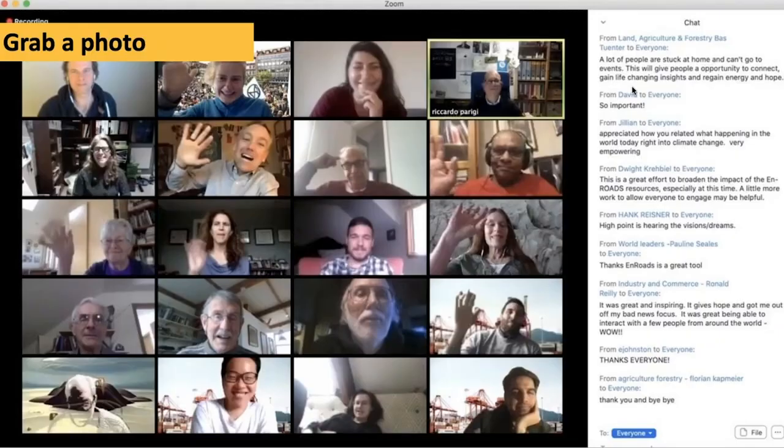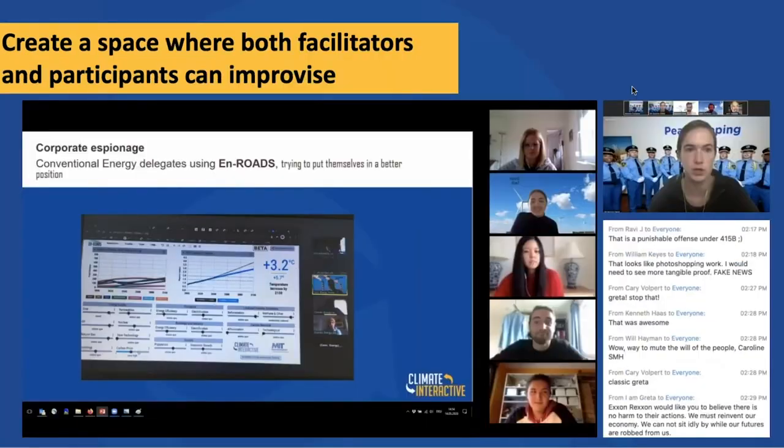And then the final thing, don't forget, is grab a photo with your group. Have everyone wave at the camera as they're sitting in their houses participating, or if you're in person, get everyone together to take a group photo. It's always lots of fun. And, as I mentioned at the beginning, we really love seeing your pictures of people participating and using En-ROADS out there. So feel free to send them to us and we'll share them with the rest of the world and all of you out there participating.